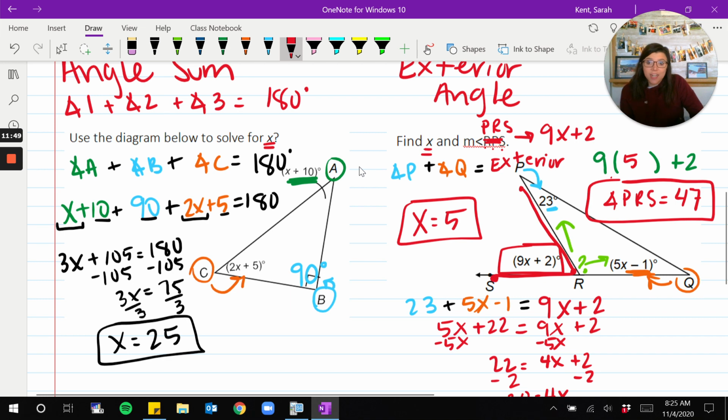All right, so now you're going to have some practice with angle sum and exterior. There will be some where it's full equations, and there will be others where it's smaller with just numbers. If you need help, let me know, and good luck.